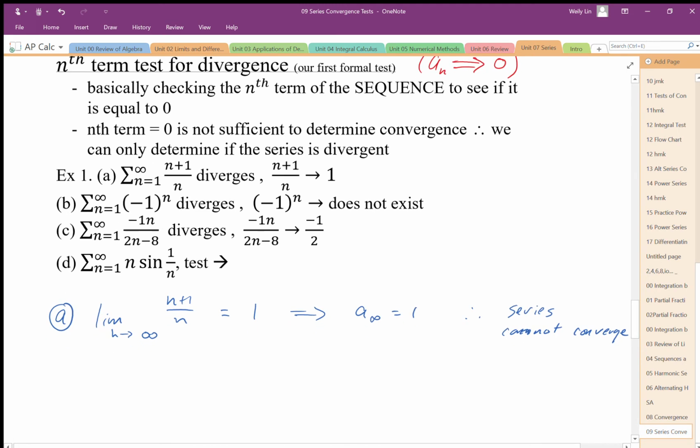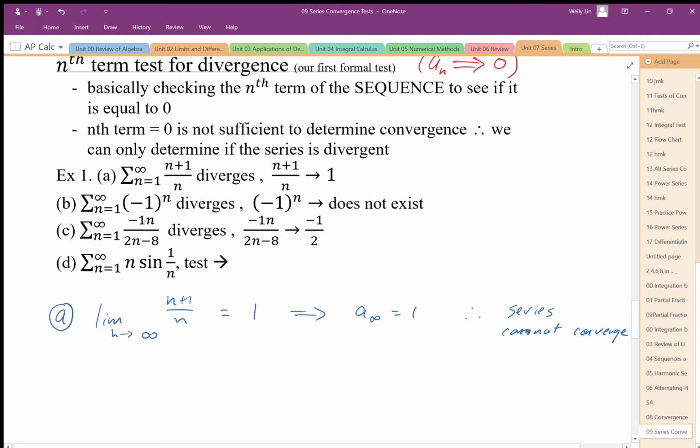We can see here, this one doesn't exist. For B, it doesn't exist because it's just going to flip between -1 and 1. It's not tending towards 0. It doesn't have a limit. It cannot converge. The limit does not exist. Therefore, it must be divergent.